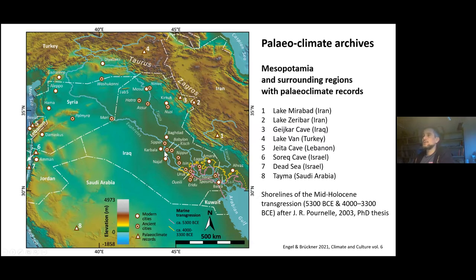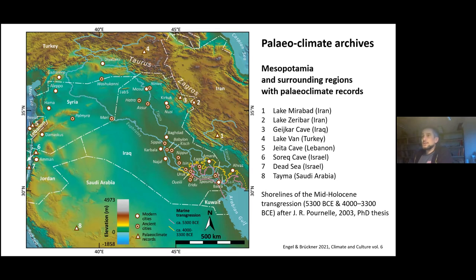If you look at the squares and triangles here, these are the main climate archives that are relevant and provide some information on climate variability in Mesopotamia. They're all quite outside the core region, like Lake Van, for example, here, the cave records in the Levant. This is Tema, which is quite far. So there's no direct evidence, only attempts can be made to correlate with other records.